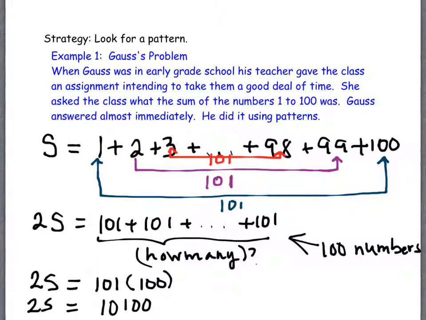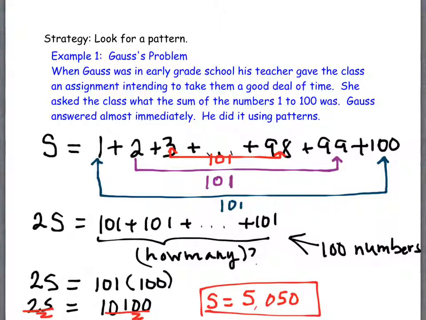And then what would you do to find out the sum? You would divide by this number 2, that's the 2S on the right. So we would end up finding that the sum, after we divide the number by 2, that 10,100 divided by 2 gives me what? 5,050. So Gauss told his teacher this number is 5,050.